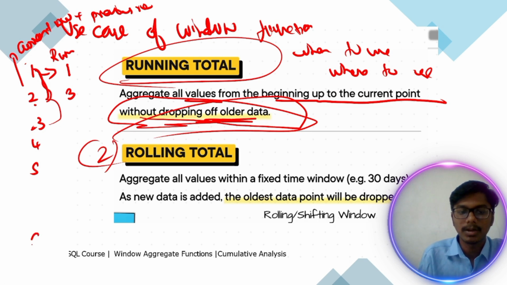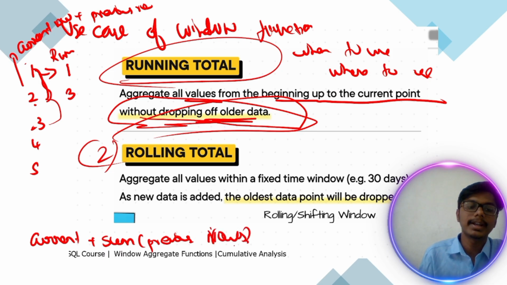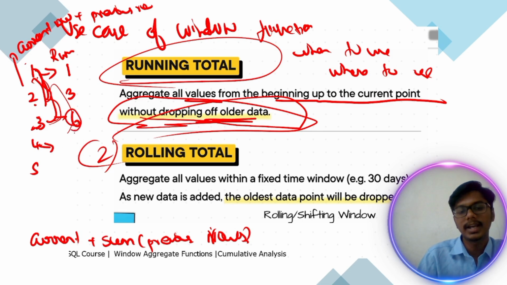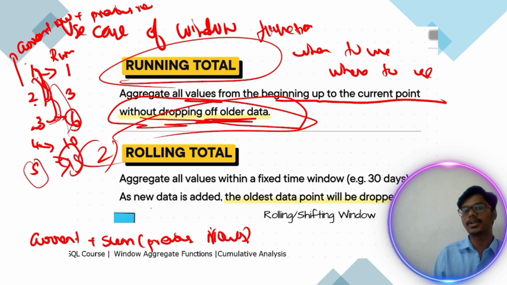How can we write the formula? Current row plus sum of previous rows. That's the main intention. Likewise, the current row is 3 and the sum of the previous rows is 3, so 3 plus 3 is 6. The current row is 4 and the sum of the previous rows is 6, so the output is 10. The current row is 5, the sum of the previous rows is 10, so the output is 15.